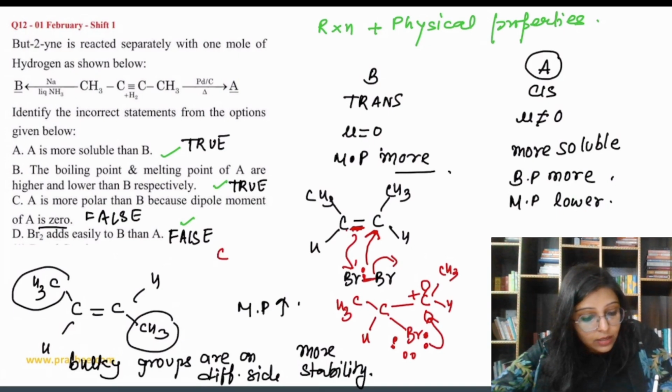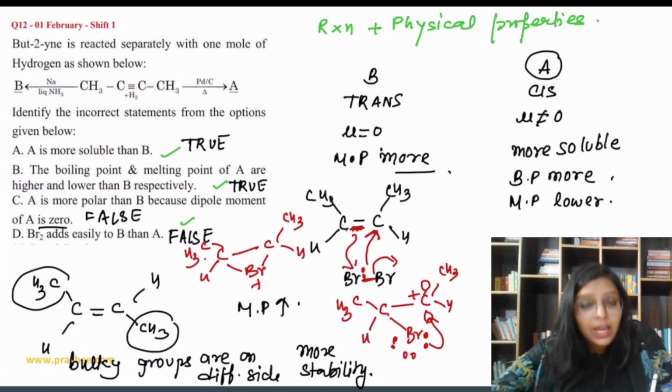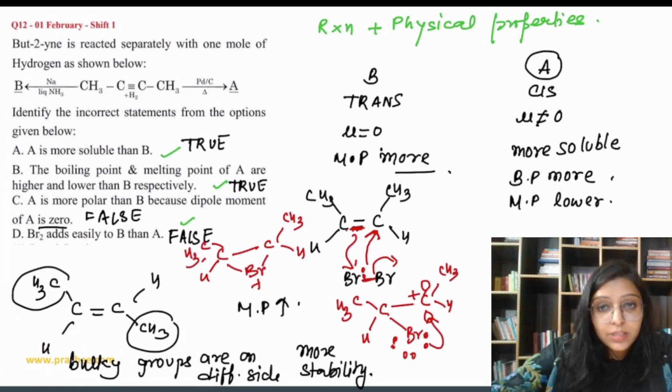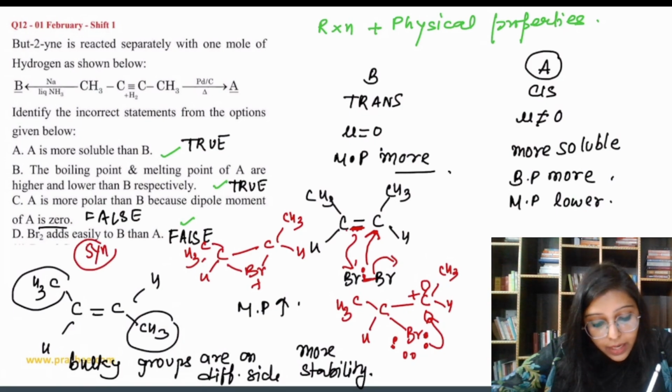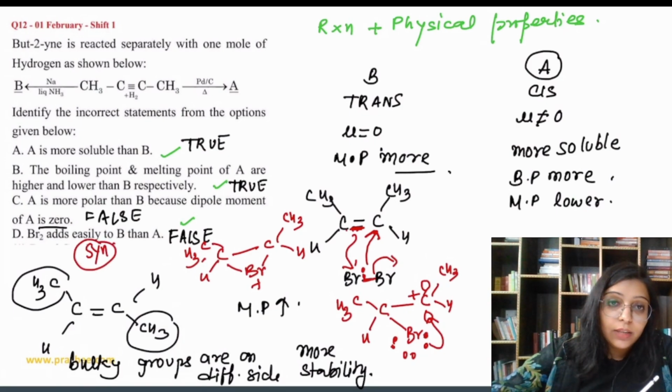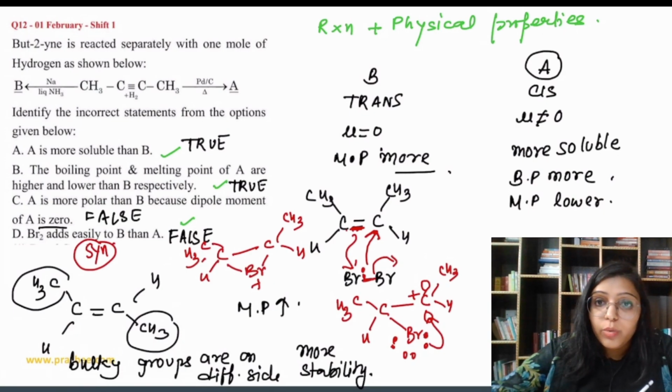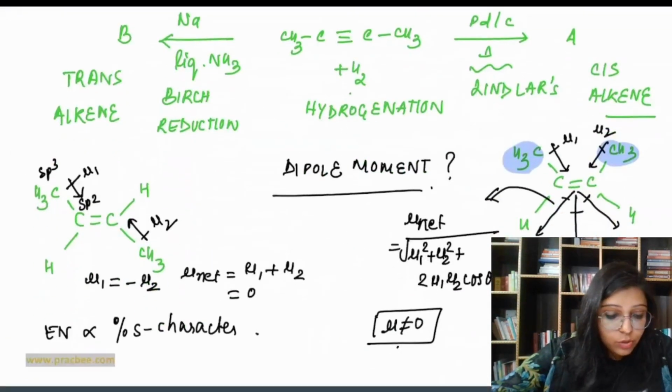C, H, Br positive, C, Br, CH3, H and H. So it happens in cis easily. This is called syn addition. So Br2 adds easily to B, than A. Okay? So it is a false statement. That's it. So the question says identify the incorrect statement. So what are the incorrect statements? C and D are going to be the incorrect statements. Okay? Now let's do the next question.